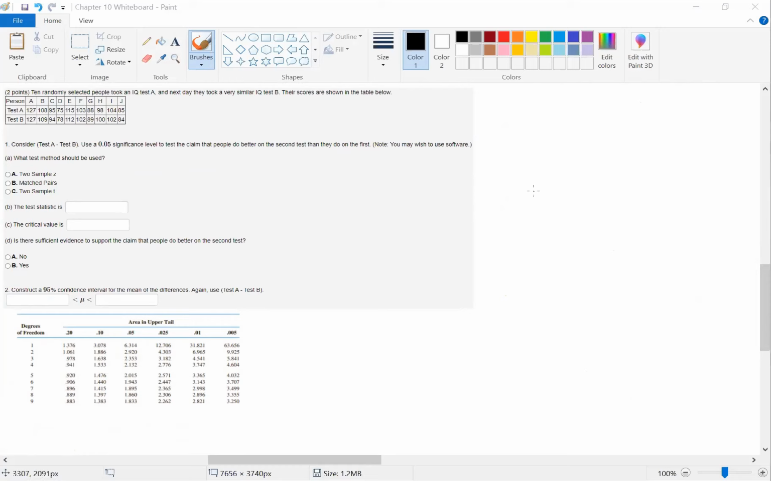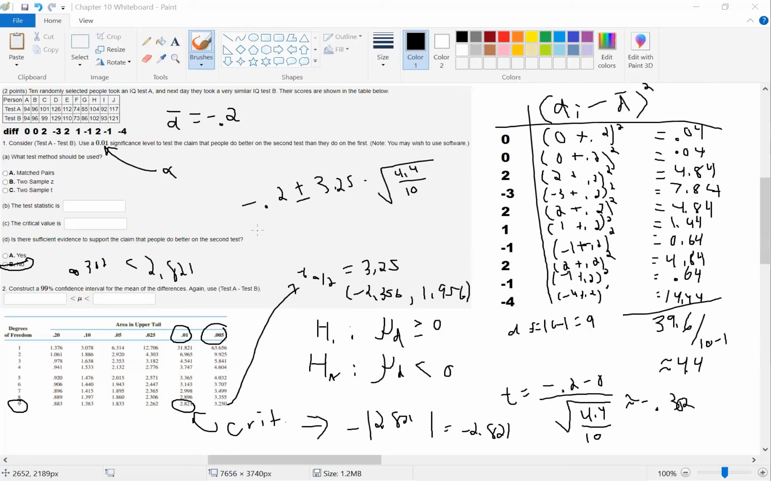I wouldn't do something this tedious on the test. The reason why is because usually you can have a computer compute the differences for you. So for example, what you could do is you could use Excel, have it compute the differences, average those together, it'll compute the sample standard deviation for you.